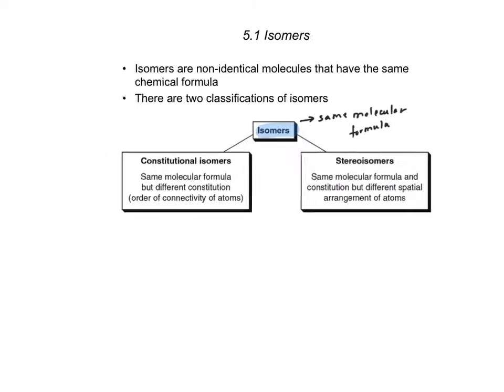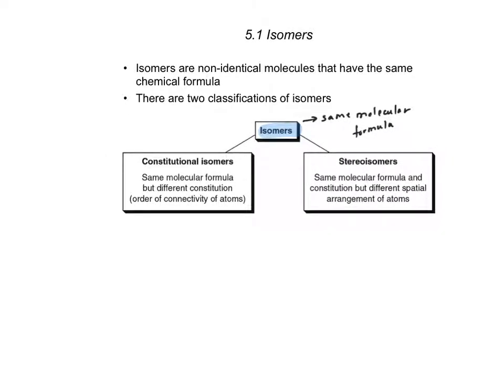Now, we have talked already about a specific class of isomers called constitutional isomers. Okay, and so constitutional isomers were those things that had the same molecular formula but differed in the connectivity of atoms, right? So this was different connectivity of atoms. So a nice example of that was, let's say, C4H10. There were two different ways that we could draw this, right?